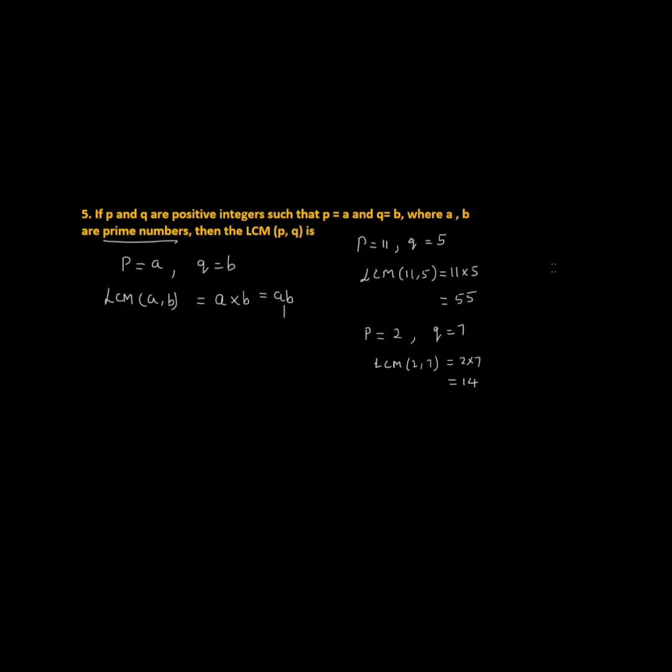Suppose, in the same question, they are asking the HCF of A and B. Because they are prime numbers, there is no common factor other than 1. You should not write 0. The common factor for two prime numbers is 1. HCF of these two numbers is 1, and the LCM of these two numbers is the product of the two numbers.